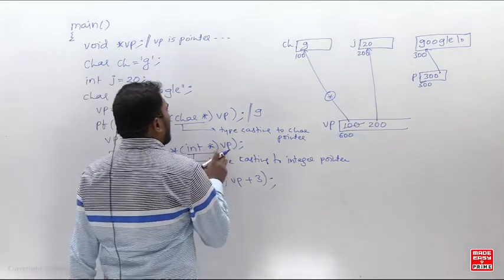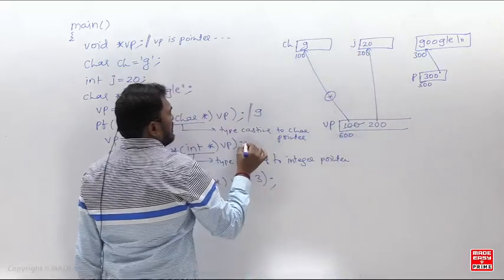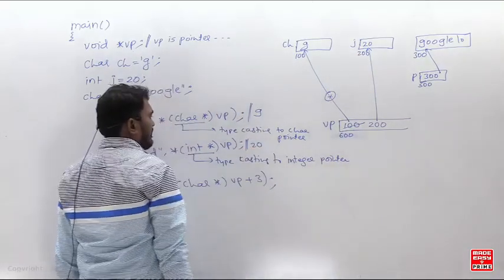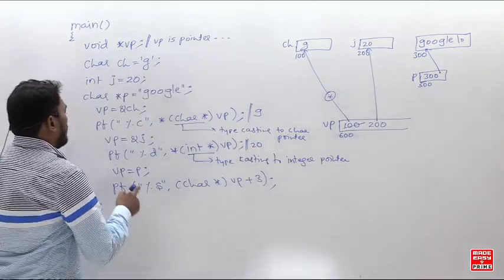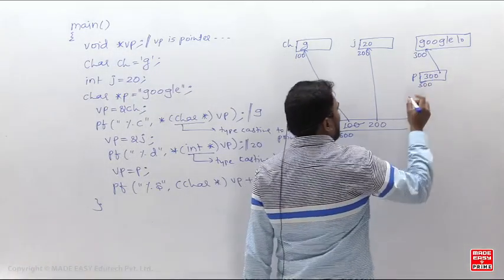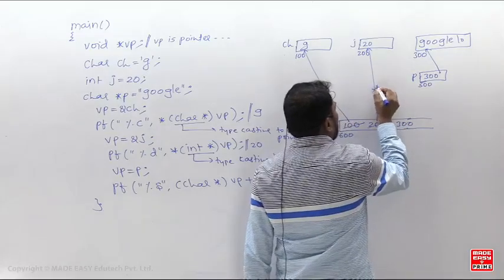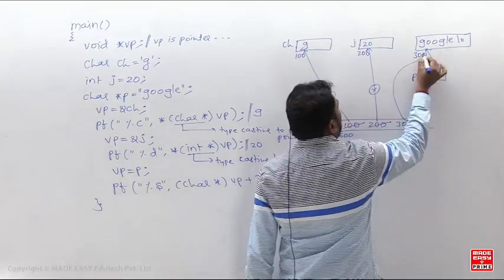Next, if I say star VP, tell me the value at the location 200. How much is that? 20. So what's the output? It will get 20. And next, VP equal to P here. Now tell me, VP equal to P. What is there in the P here? 300. So if you assign 300 here, this pointer is no more, now it is also pointing to this.